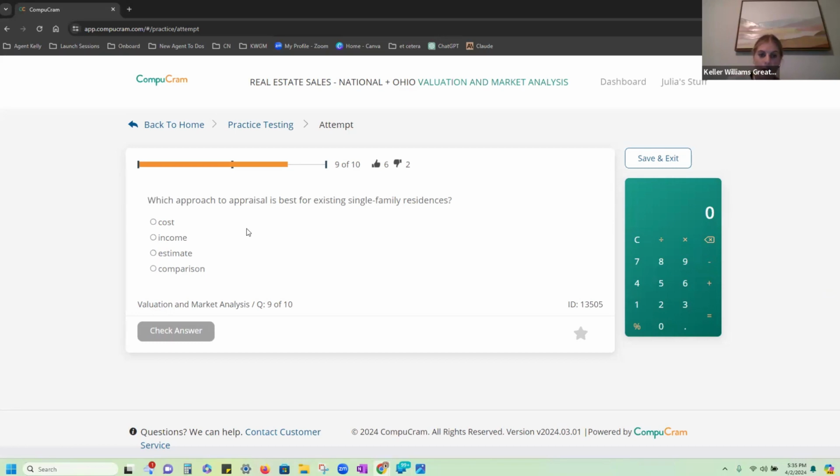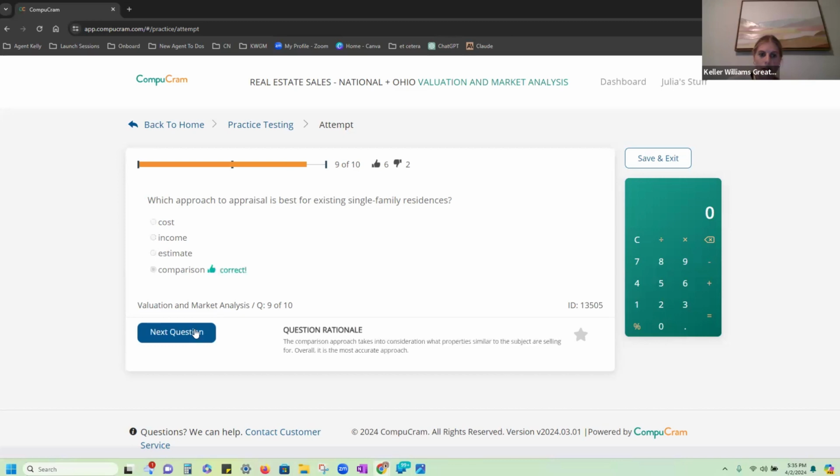All right, we got a few answers. And D is correct. So the comparison approach takes into consideration what properties similar to the subject are selling for. Overall it is the most accurate approach. So the approach to appraisal best for existing single-family residences is the comparison approach.